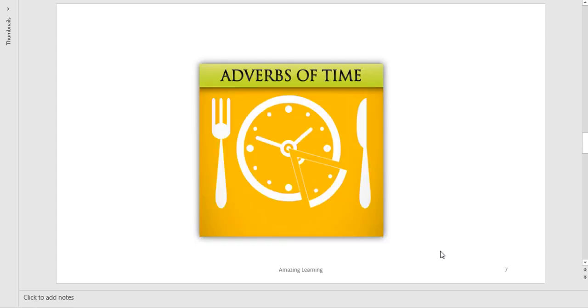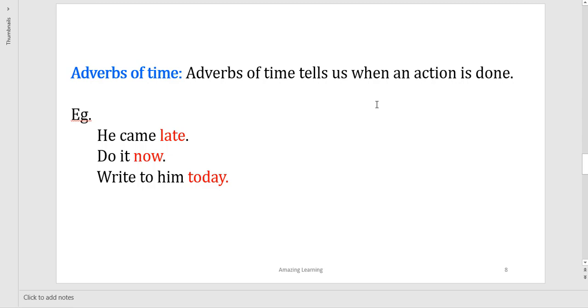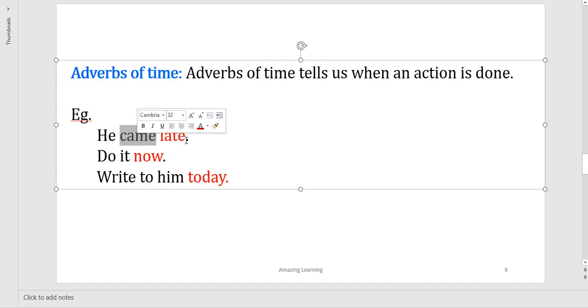Next is adverbs of time, meaning those words which show the time of the action. Adverbs of time tell us when an action is done. So, he came late. Came is the verb and late is the adverb. Why? Because he came late, so came is qualified with late. When did he come? Actually, he came late, right? So late is showing the time of the action.